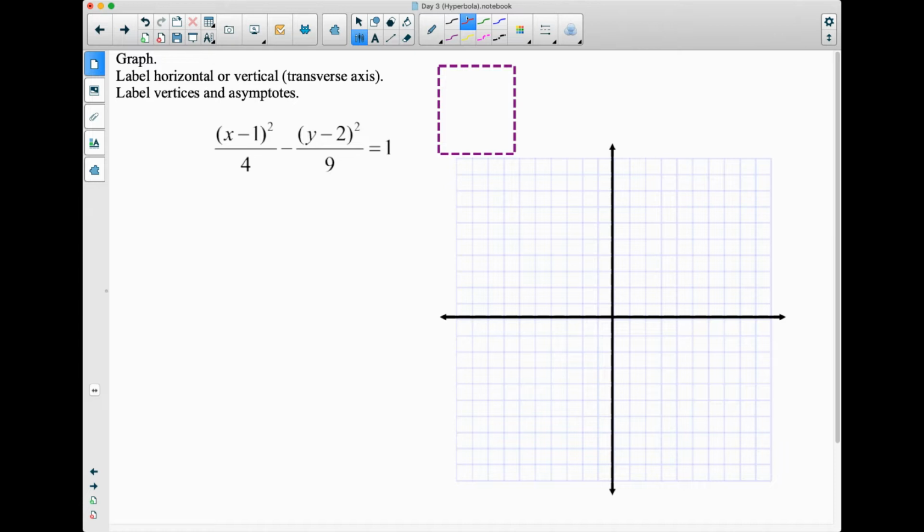So Avery, what is that center, since that's what we do first? Avery, would you tell us the center? 1, 2. Where are the parentheses? Is it open parentheses or close parentheses? Close parentheses, 1, 2, close parentheses.